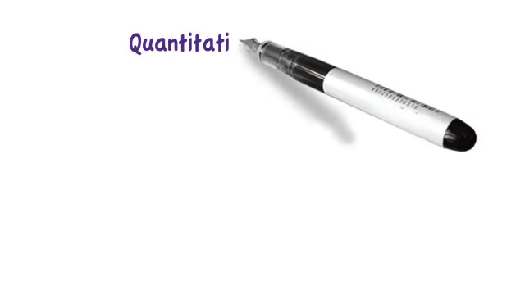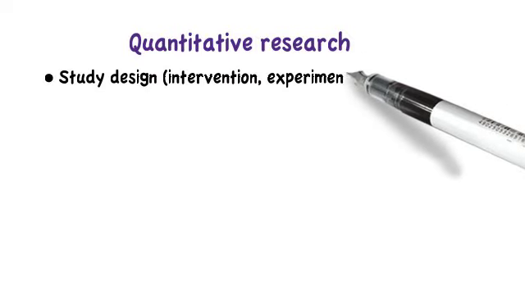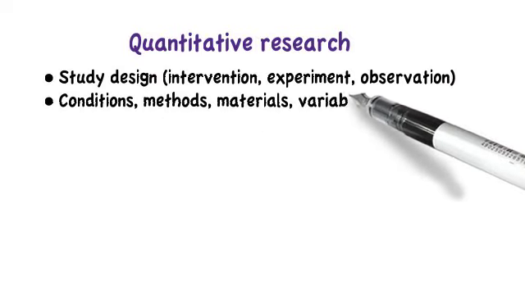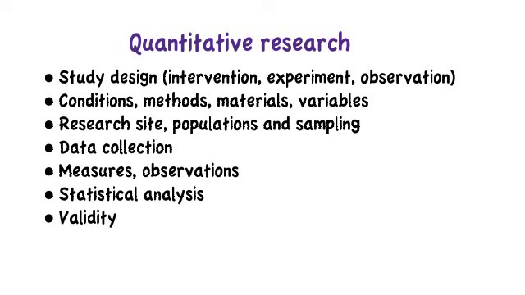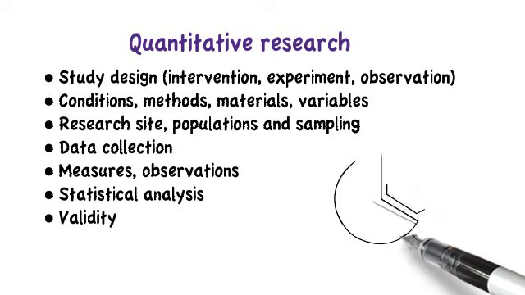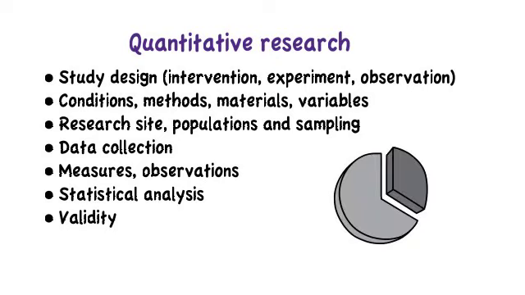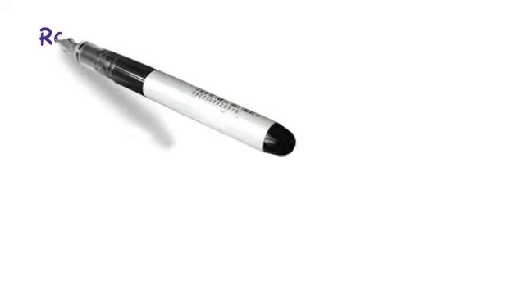And the role of the researcher is something else that you often see. In quantitative research methods sections, you would usually see something on the study design, the conditions, methods, materials and variables, the research site, how you collected the data, the measures and observations, the statistical analysis, and of course the validity.